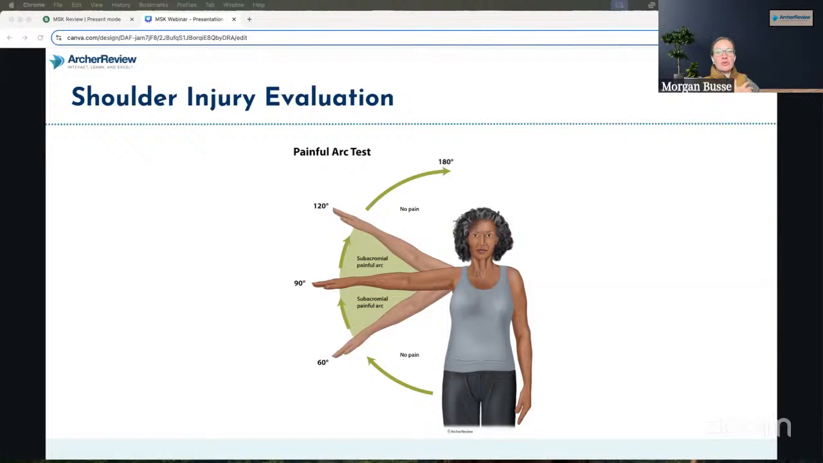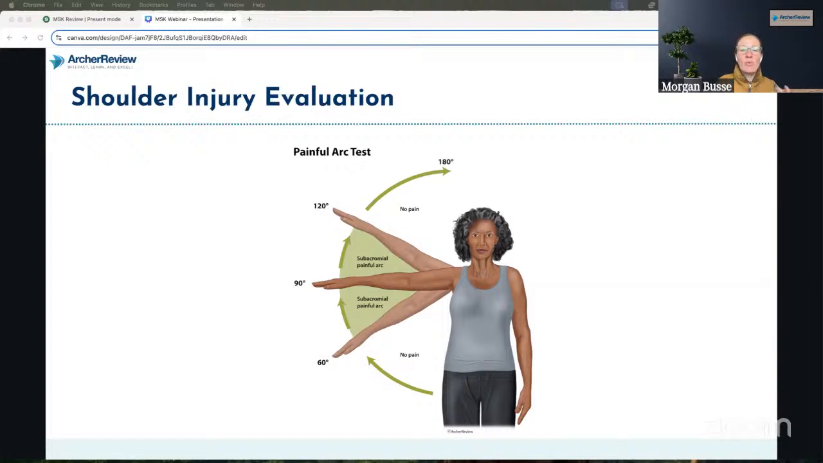we're going to have a lot of pain. So no pain. So we have them bring it up, no pain, no pain, no pain. Here we're experiencing the start of pain, pain, pain, and then it goes away. And what that considers is that there's some sort of impingement happening in that area. And we think of this as the painful arc test.